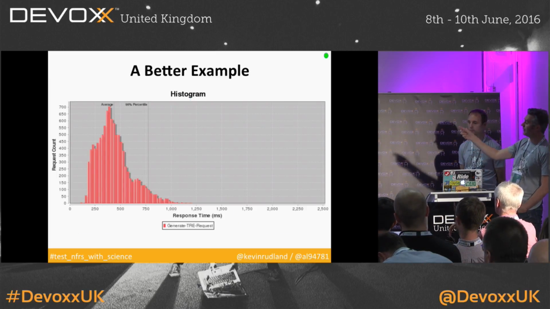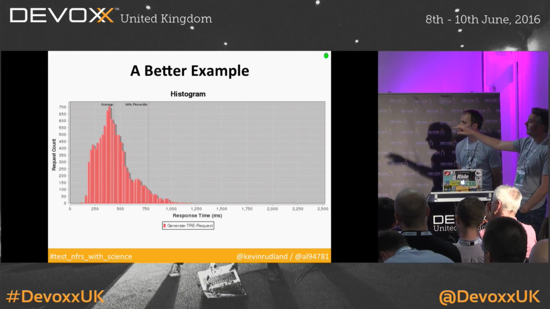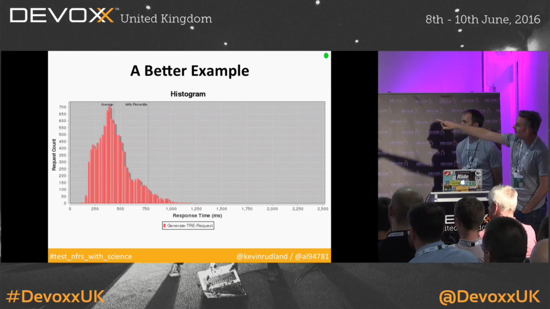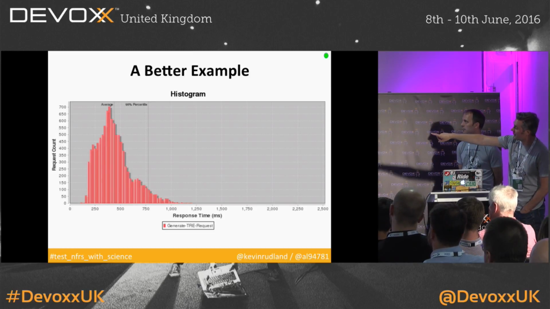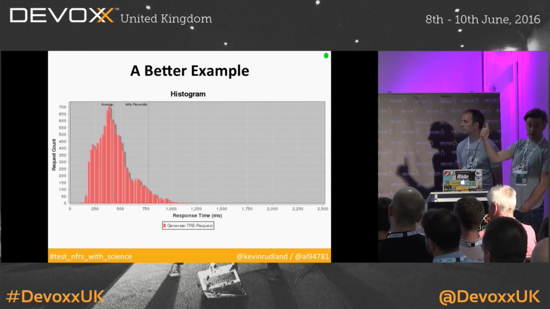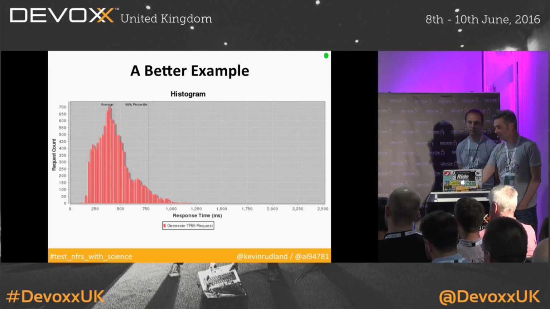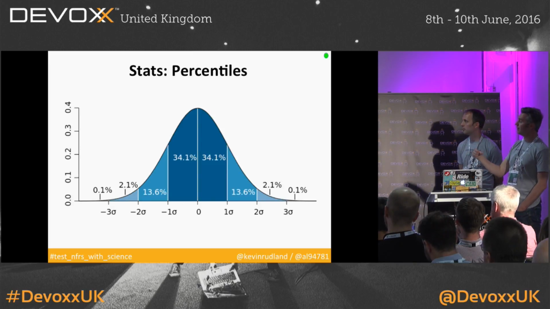So if you go back to JMeter, this is a better example of that kind of bottom graph. You can see we've got pretty much a bell-shaped curve. But again, you can see average. So our average is to the left of 500 milliseconds. So we're double thumbs up. But our 95th percentile is slightly north of 750 milliseconds. And this is where percentiles, or in statistics, standard deviations come in.